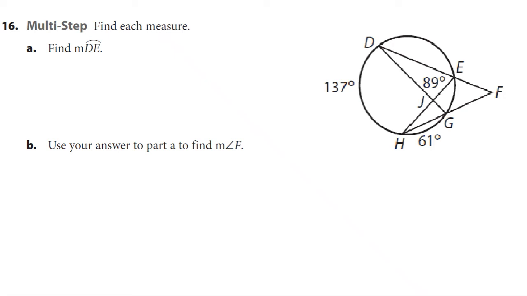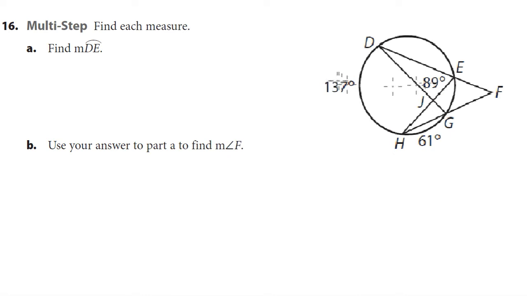All right, this is question number 16 on our homework assignment WW, which is module 19.5, and this is definitely a multi-step question. What is the measure of arc DE? So the way I look at this class is I look at my information. I got 61. There's no central or inscribed angle here. Doesn't help me. 137 degrees.